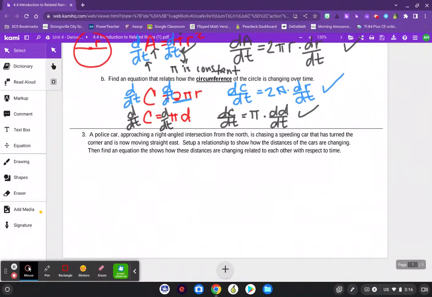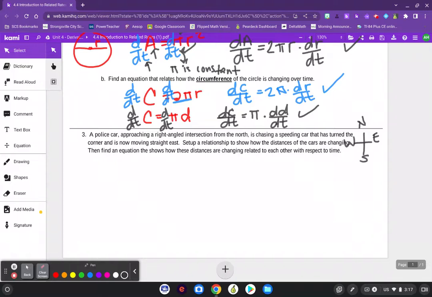Finally, we have this last one, and this one is actually a very common scenario, and the best way to do this is to draw a picture. So it says a police car approaching a right-angled intersection from the north is chasing a speeding car that has turned the corner and is now moving straight east. So those of us who are directionally challenged, north, east, south, west.